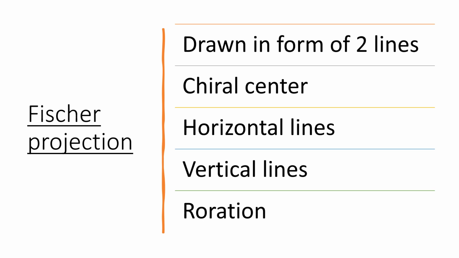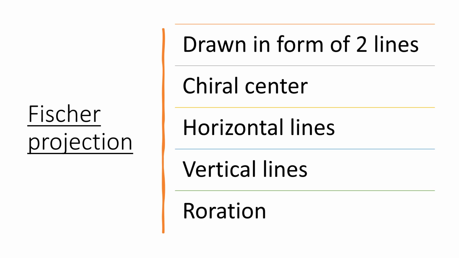The Fischer projection should not be taken out of the plane, but it can be rotated 180 degrees in the same plane. Rotation of the formula by any other angle leads to a change in the configuration. The groups attached to the chiral carbon may be interchanged in a clockwise or anti-clockwise direction.